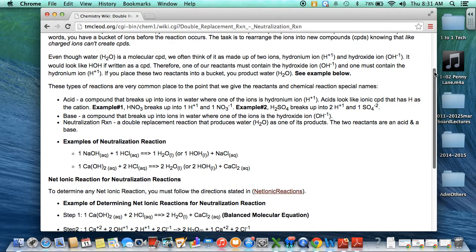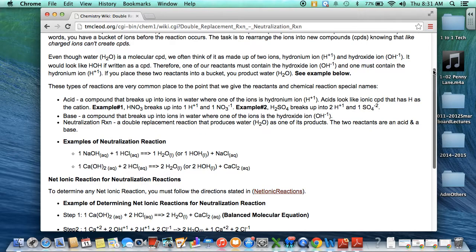And when you neutralize, what that means is you are basically taking a substance that produces H pluses and adding it to a substance that produces OH minuses, making water. So both the H plus and the OH minus are no longer those substances. Now we have water.